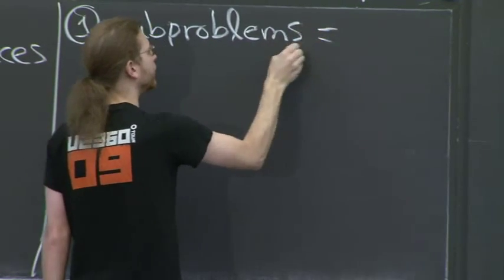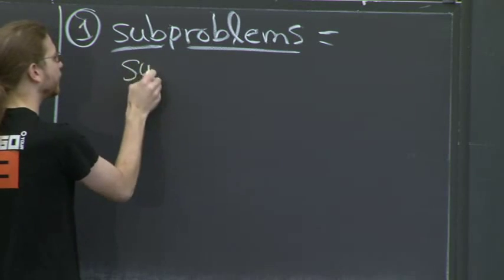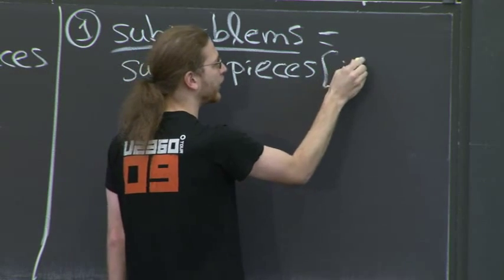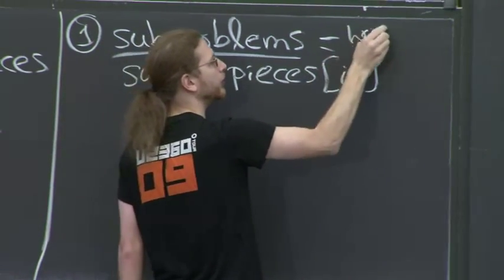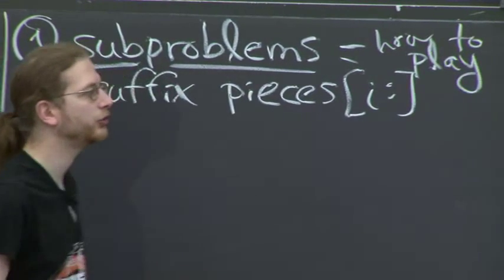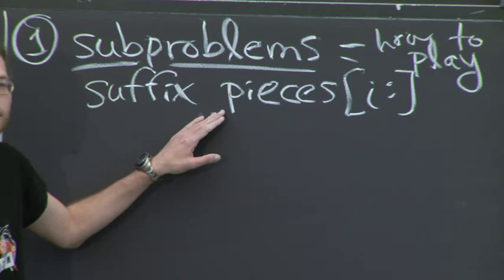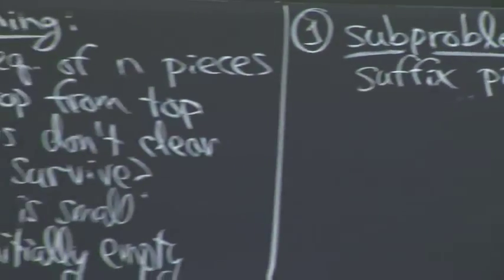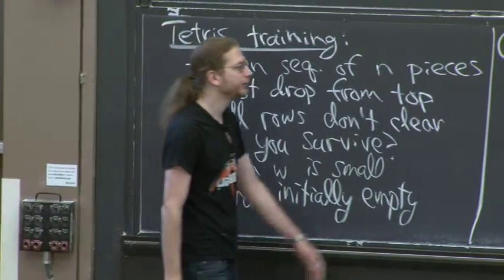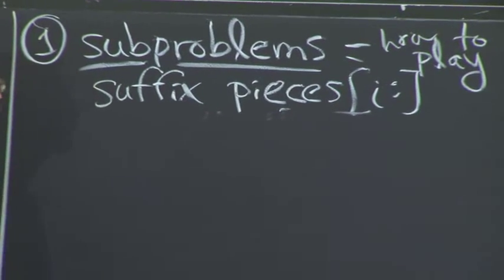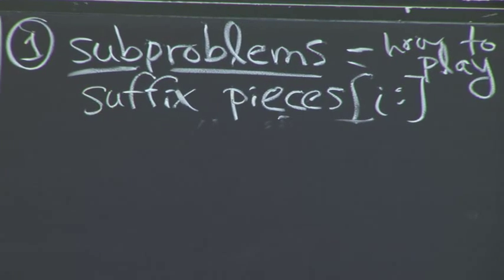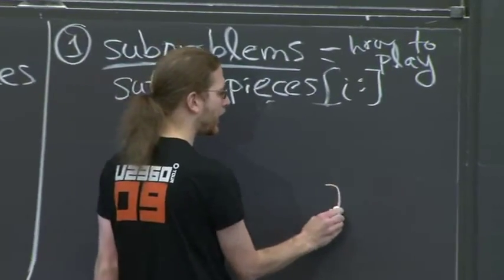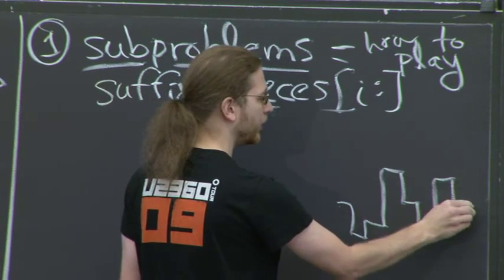We define subproblems. Just like before, the obvious thing to try is suffixes. How do we play the suffix of pieces i onwards? And just like fingering, this is not enough information. Because if we're going to play from piece i onward, what we need to know is what the board currently looks like. I said the board is initially empty. That's not going to be the case after you place the very first piece. So in general, after we've placed the first i pieces, we need to know what the board looks like. And here's where I'm going to use all of these assumptions. If you always drop things from the top, and rows don't clear, then all you really care about is how high each column is. This is what you might call the skyline of the board.